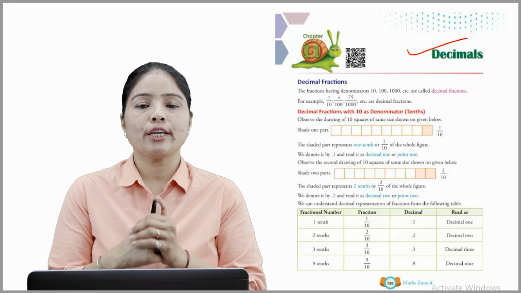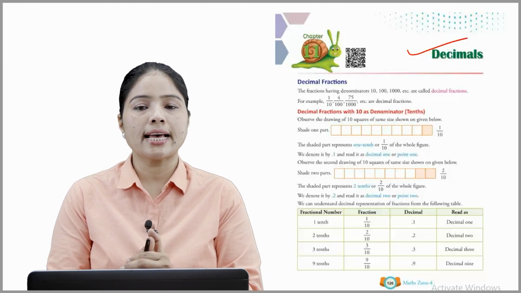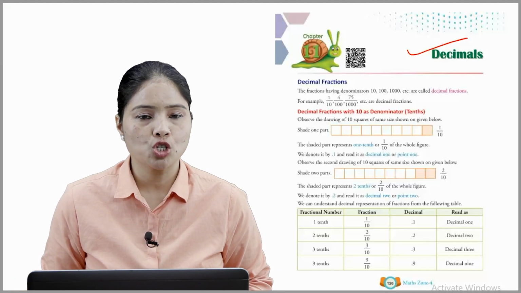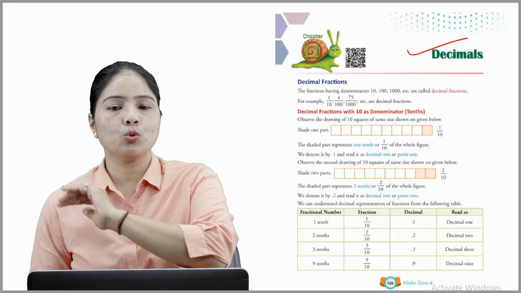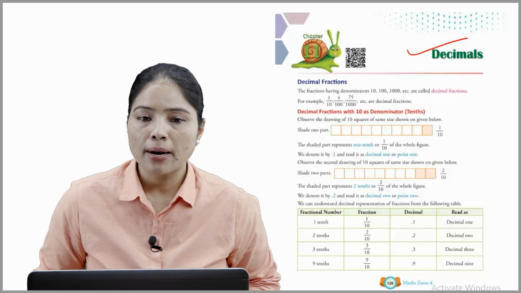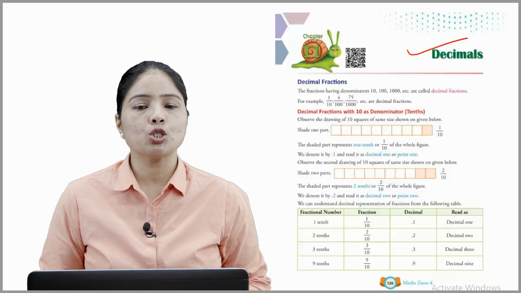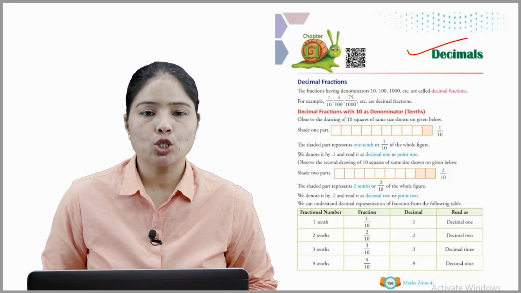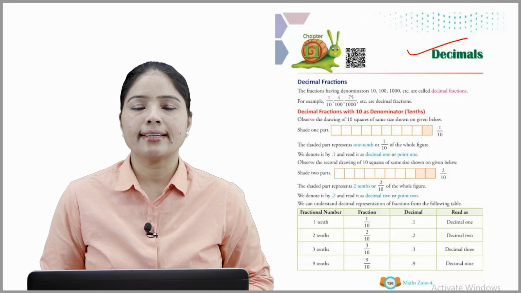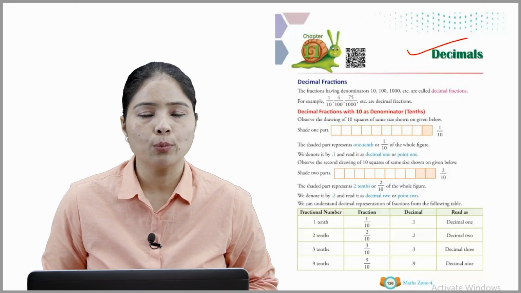Observe the second drawing of 10 squares of same size shown given below. Shade 2 parts. So here it is 2 by 10. ये 10 में से 2 shaded हो रखे हैं. The shaded part represents 2/10 or 2 by 10 of the whole figure. We denote it by 0.2 and read it as decimal 2 or 0.2.